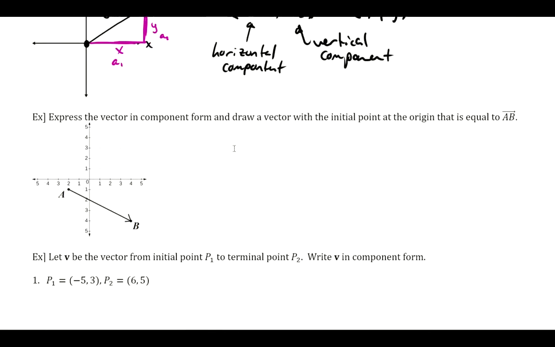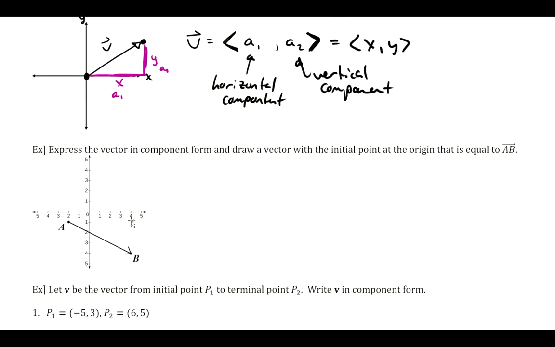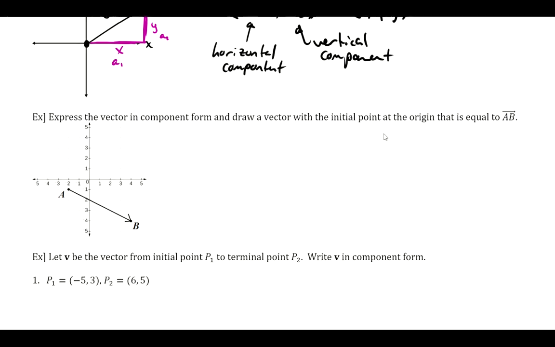Anyway, let's express this vector in component form, and then we'll draw a vector with the initial point at the origin that is equal to this AB. All I need to do is, let's measure it in purple here.